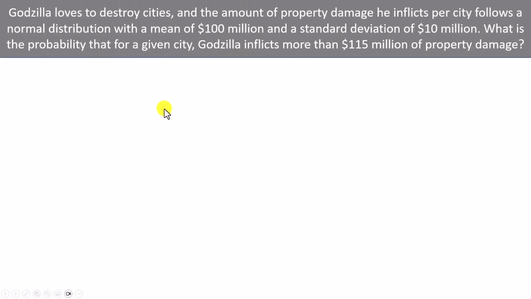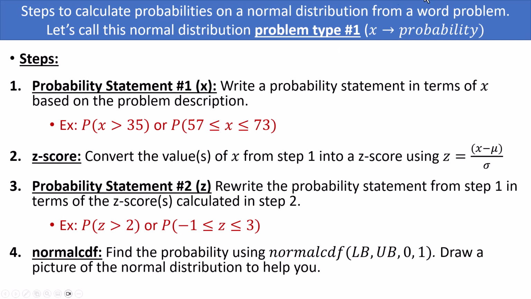So we have Godzilla, and Godzilla, of course, loves to destroy cities. That's what he's known for, and that's what he does. Depending on the city, he does a different amount of damage. So the amount of property damage that he inflicts per city follows a normal distribution with a mean of $100 million and a standard deviation of $10 million. We are asked, what is the probability that, for a given city, Godzilla inflicts more than $115 million of property damage?